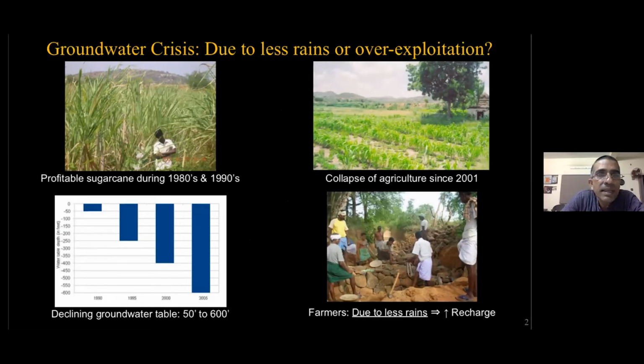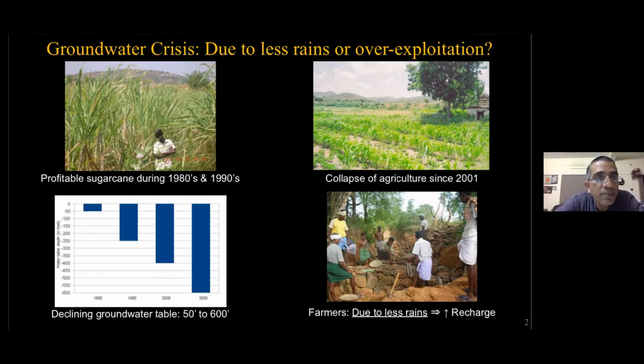So basically, this village that we studied closely, and I also settled down for a few years in that village, used to have profitable agriculture during the 80s and 90s. And suddenly the whole bubble collapsed in 2001, from 2001 onwards. So what was the cause? It was basically the groundwater that the agriculture was dependent upon.